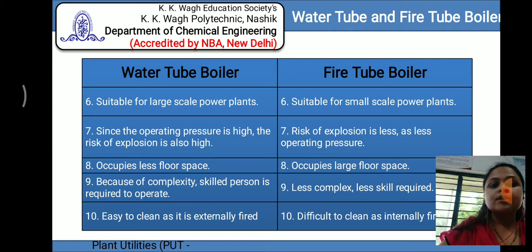Water tube boilers are complex and very skilled persons are required to operate them, and fire tube boilers are less complex and less skilled persons are required. Water tube boilers are easy to clean as they are externally fired boilers, and fire tube boilers are very difficult to clean because they are internally fired boilers.